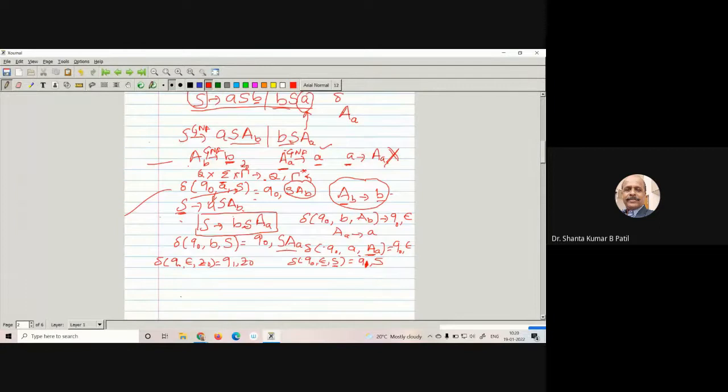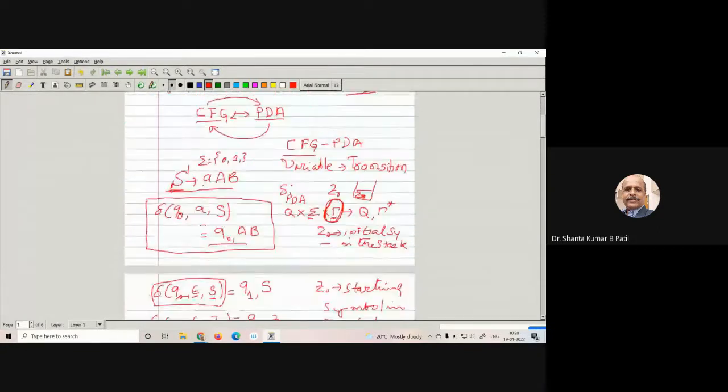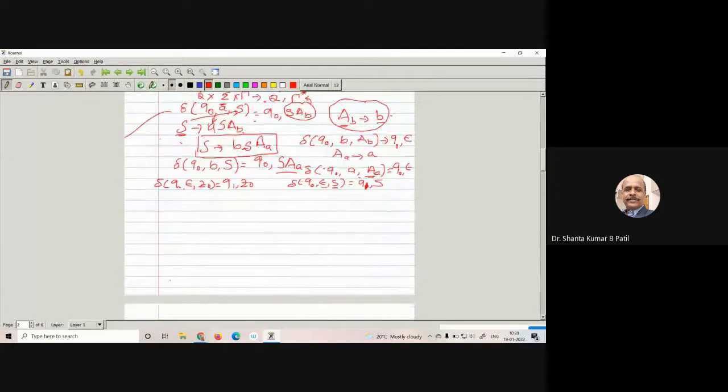Very important questions will be there. Productions are given, and you need to convert these productions into the transition functions. And the next one is, transition functions are given, and you need to convert them into the productions. For example, you can find the transition function like delta of Q naught, epsilon, Z naught.